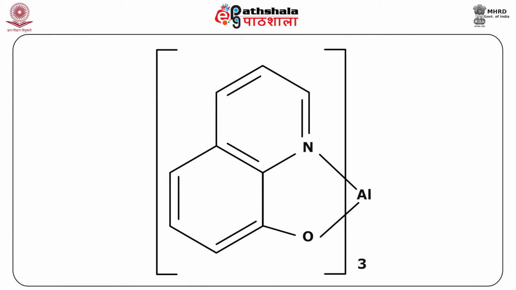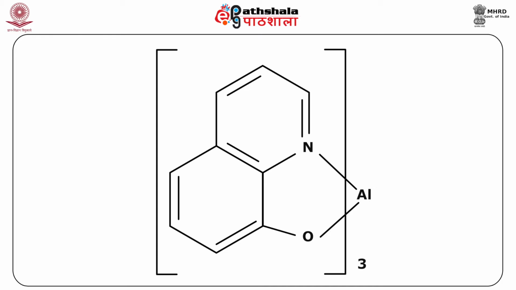Tris 8-hydroxyquinolinato aluminum is a coordination compound. This is a complex of aluminum 3 cation and the anion of 8-hydroxyquinoline. The aluminum atom is coordinated with the nitrogen and the oxygen atom of hydroxyquinoline.